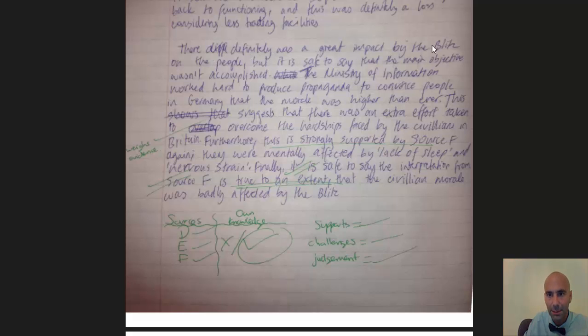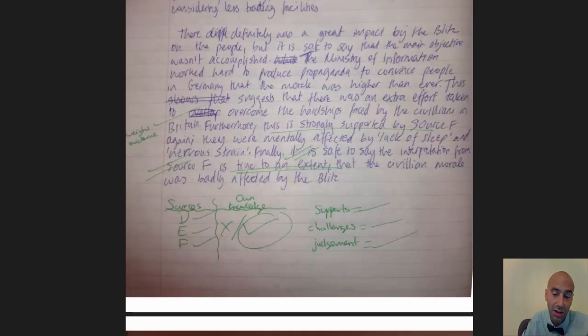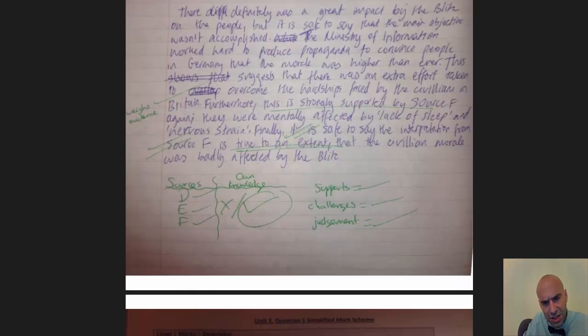It definitely was a great impact by the Blitz on the people, but it is safe to say that the main objective wasn't accomplished. The Ministry of Information worked hard to boost propaganda to convince people in Germany that the morale was higher than ever, so excellent, using some own knowledge there. This suggests that there was an extra effort taken to overcome this hardship faced by civilians in Britain. Furthermore, it is strongly supported by Source F, so just recapping on how they've reached that judgment. Finally, it's safe to say from Source F, this is true to an extent, that civilian morale was badly affected by the Blitz. So reached a nice solid judgment there, but nice and measured and tempered as well.